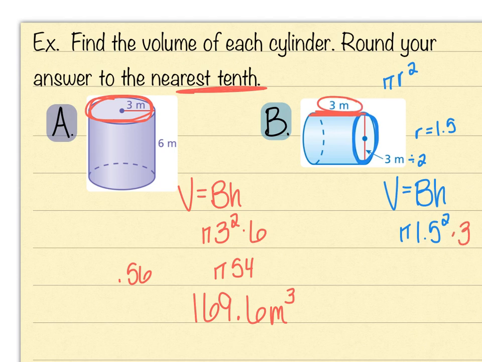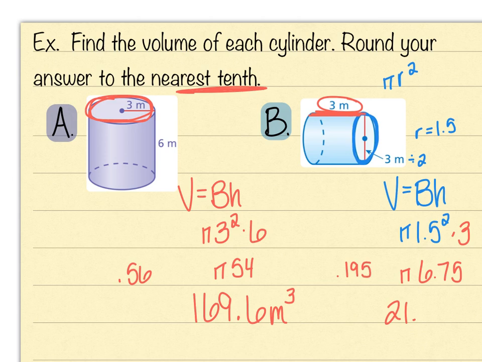So 1.5 squared is 2.25, and 2.25 times 3 is 6.75. I'm just going to write this down since I've done a few steps already. And then I'm going to take 6.75 and times that by 3.14. And so that's going to give us a volume of 21.195.